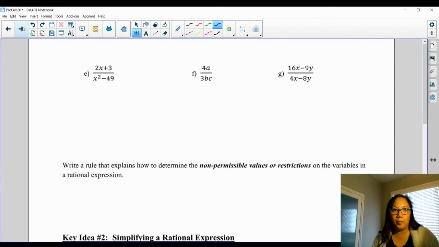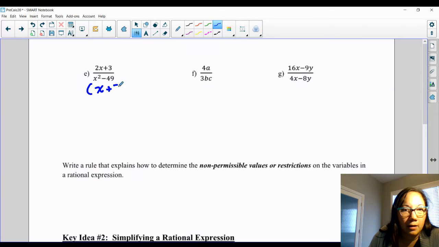Let's take a look at a few more. So for E, again, we can factor this one. This one is the difference of squares. So we would factor to be x plus 7, x minus 7. By the way, did you notice I'm completely ignoring my denominators?